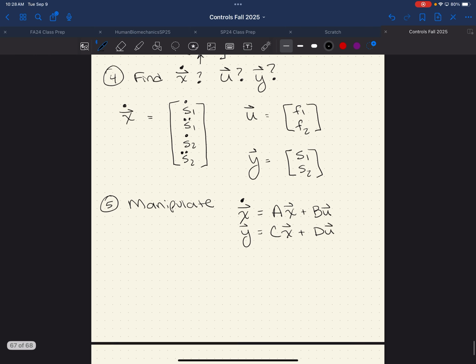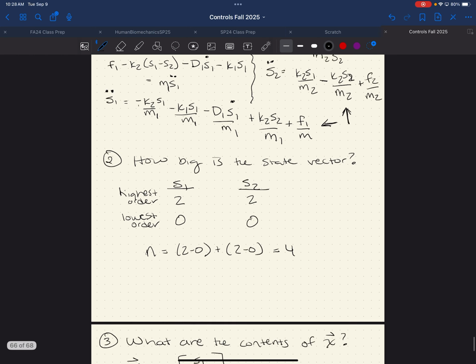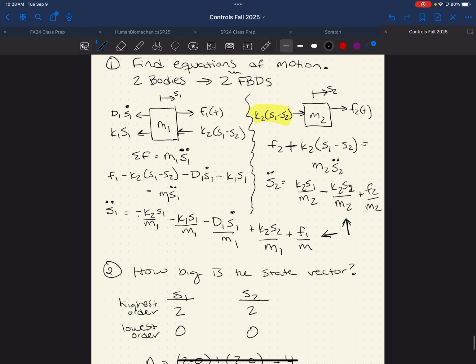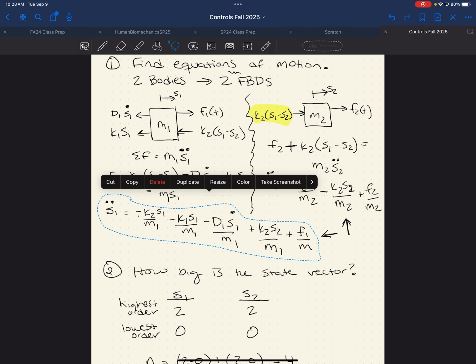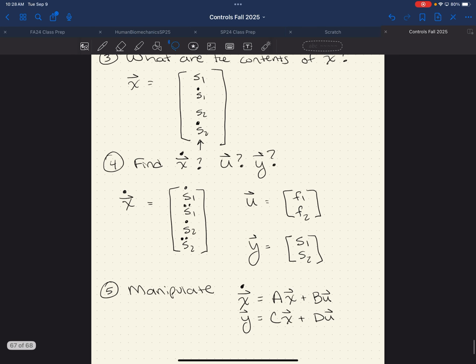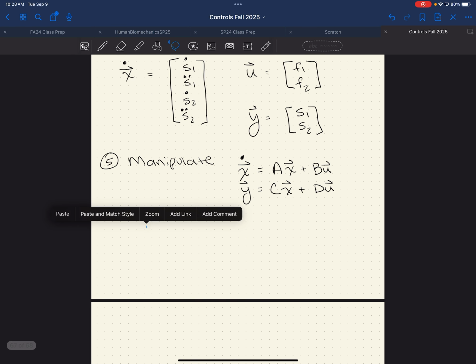All right, I'm going to go grab our equations of motion again because we're going to need to refer to them. Copy. Paste.